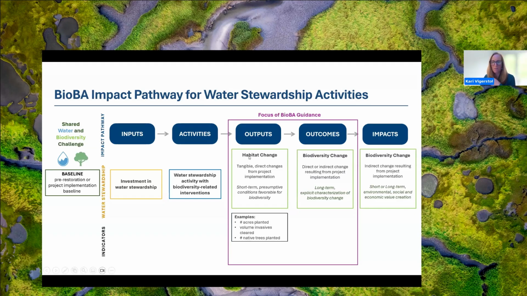So some examples of what we mean by outputs: it could be number of hectares planted, volume of invasives cleared, or number of native trees planted. Under outcomes, we might look at habitat extent, where we have a clear definition of what we mean by high quality habitat. So we do look at habitat condition, and it could also be looking at species diversity or abundance and changes in those from the project.